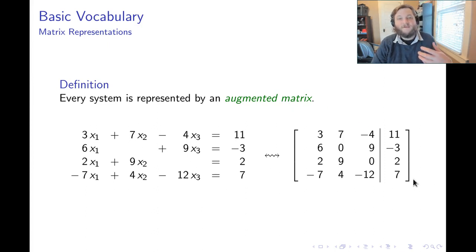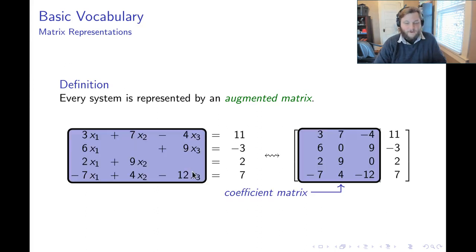An augmented matrix sort of concedes to the idea that the important thing about a system isn't the variables in the system, it's the coefficients inside of the system. So here's how we construct an augmented matrix to represent a system. The first thing we do is we keep track of all of the coefficients of all of the variables in the system, and we place them into a matrix.